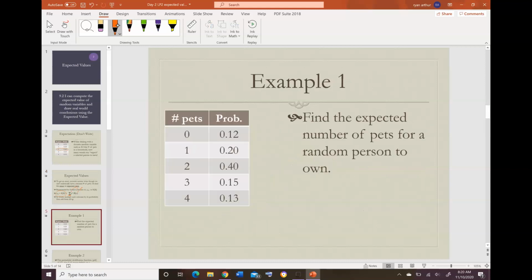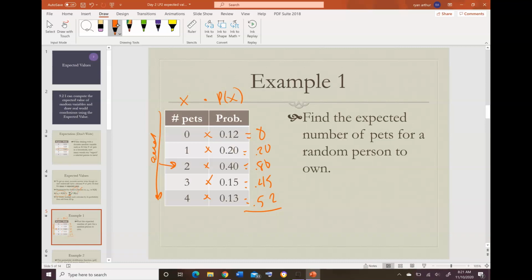So let's go back to that pet example. Our educated guess was 2, okay? So I want to find it. You're going to take the random variable times its probability, and then add it all up. So 0 times 0.12 gives me 0. 1 times 0.20 gives me 0.20. 2 times 0.40 gives me 0.80. 3 times 0.15 gives me 0.45. And 4 times 0.13, I don't have my calculator, that's going to be 0.52.